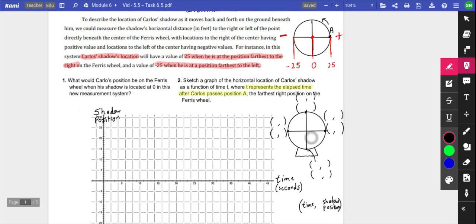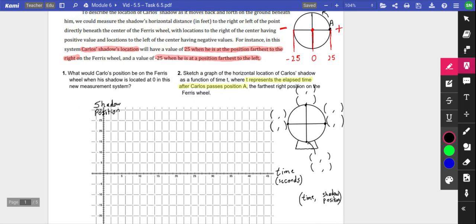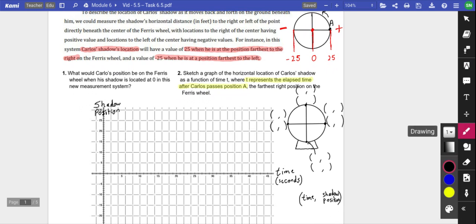Just like we did yesterday, we're going to get some points on the Ferris wheel. These points are going to be based on the time. We're measuring time in seconds. And the y position will be the shadow position on the ground. Remember, the center of the circle is 0. All the way to the right is positive 25 because the radius is 25. And all the way to the left is negative 25 because we move 25 to the left.